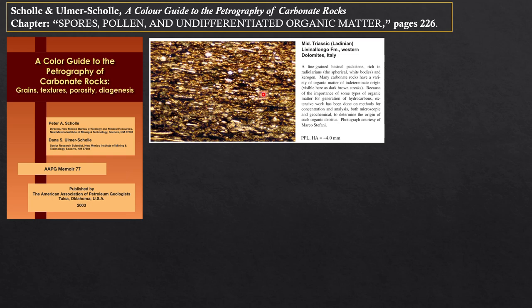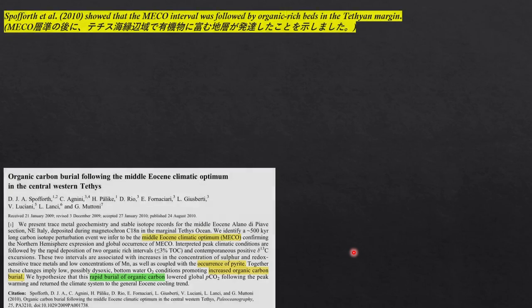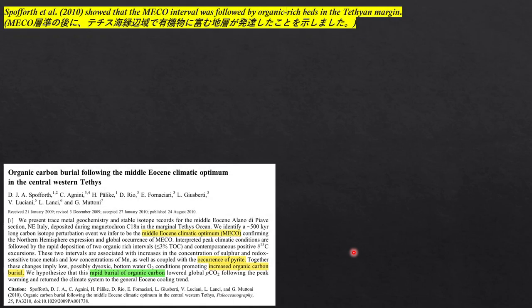anoxia in my thin section has a reference from this scholar, in this chapter of the Peter carbonate petrography book, and we have a fluvial book also. We can see in this chapter, on page 614, that organic lamination shows an anoxic event. There is one other paper which shows that a lot of organic matter is deposited around the MECO interval.